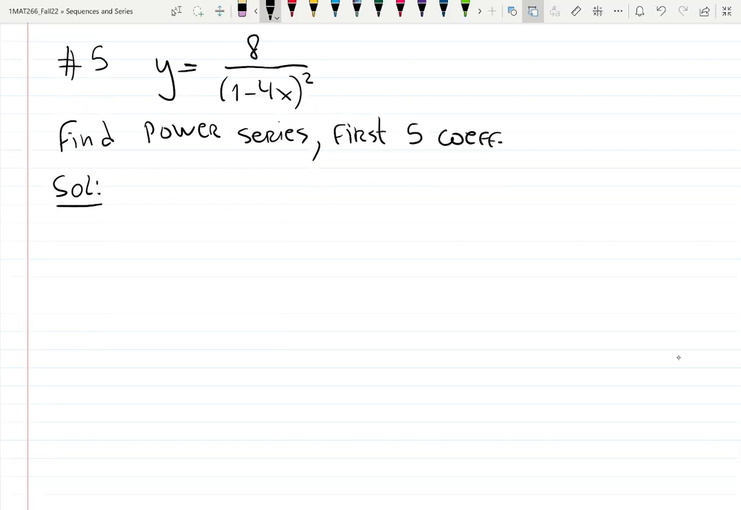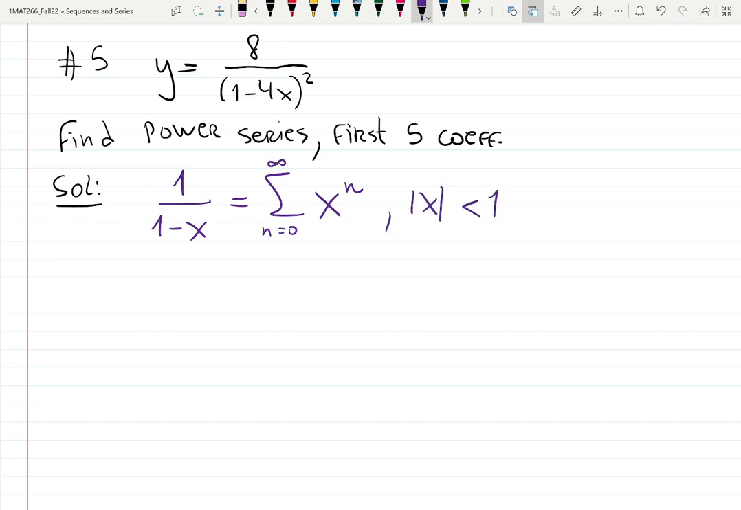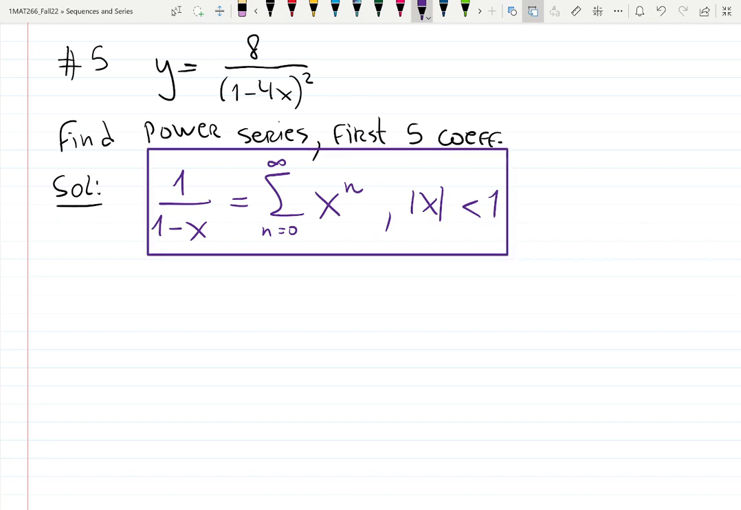Let's do this example. It looks a little bit different from what we had before, because it seems like we have this nice shape for the formula we know. The formula we know is 1 over 1 minus x gives you a series x to the n, n is from 0 to infinity. We know that this equal sign only happens for x less than 1 by absolute value. We have that, kind of, but it's squared, so we don't like it.